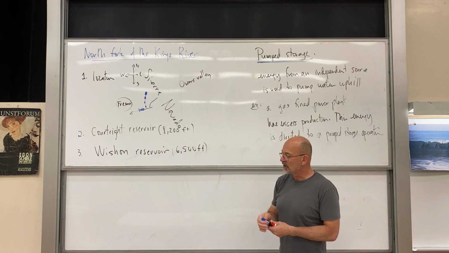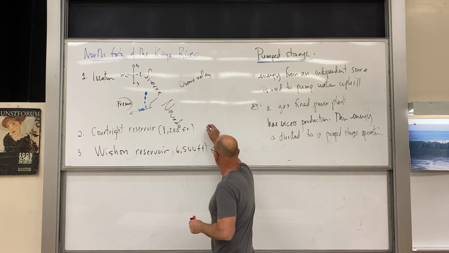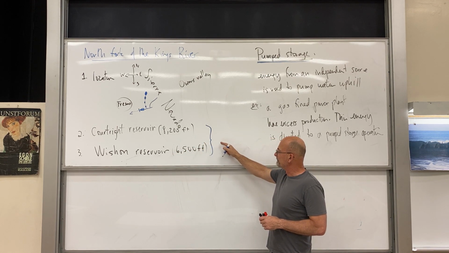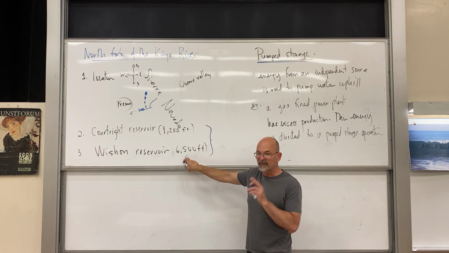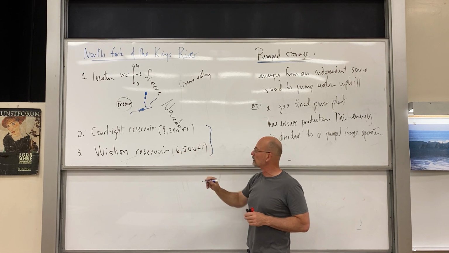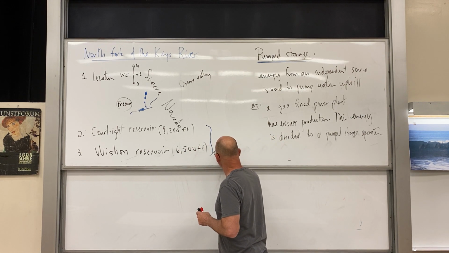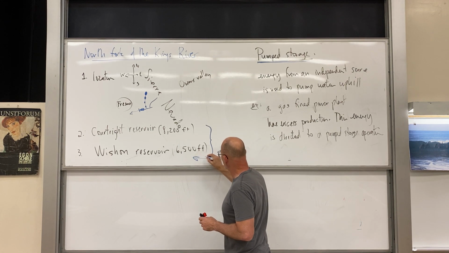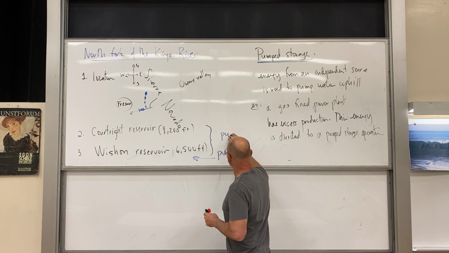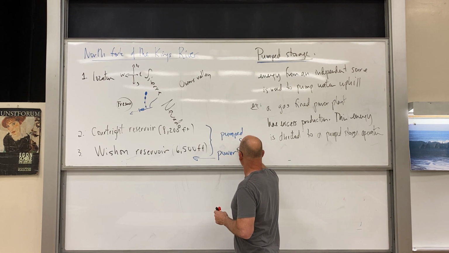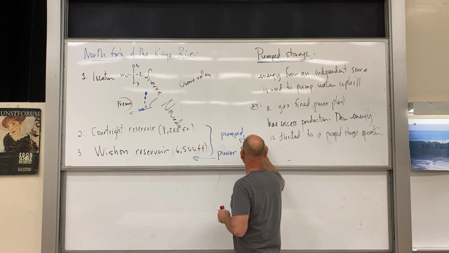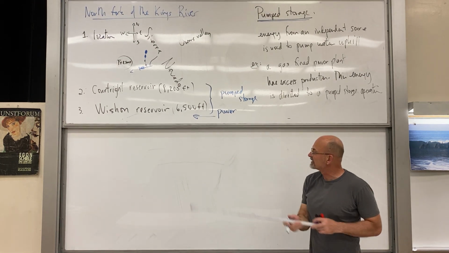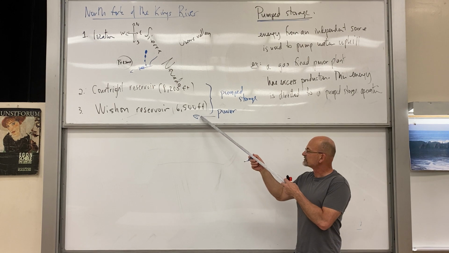Now, the interesting thing here is that between these two reservoirs, there's a power plant right here, but these are the two that are used for pumped storage. So here we have power at this one here, okay, and then pumped storage. Okay, but we're still at roughly 6,500 feet of elevation.